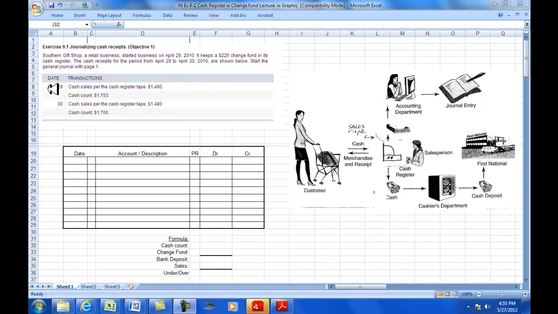Okay, so on April 29th, we had cash sales per the cash register tape of $1,490. We did a cash count and we had $1,703 in the fund.